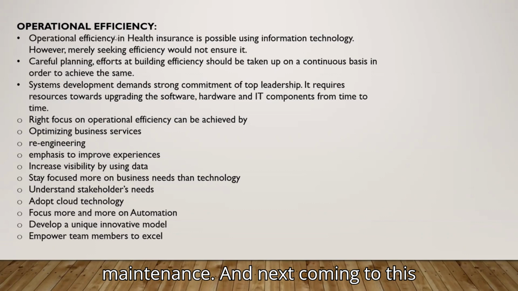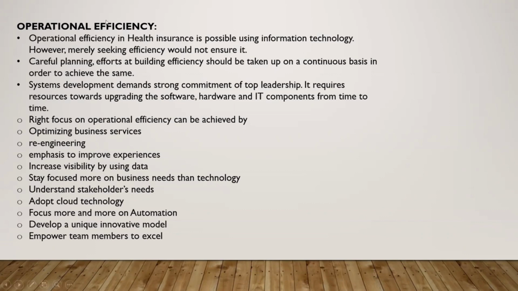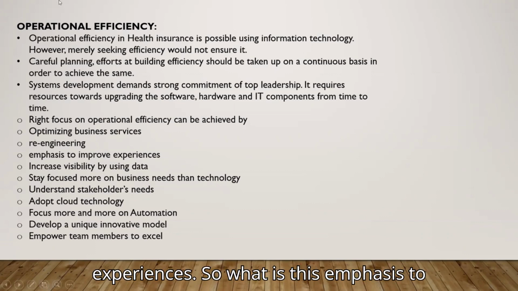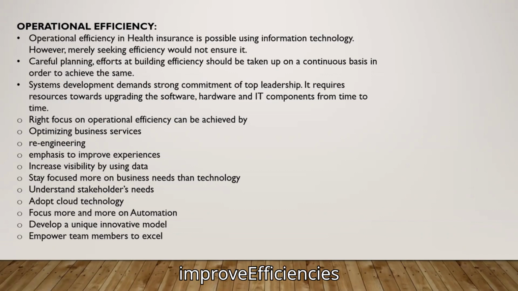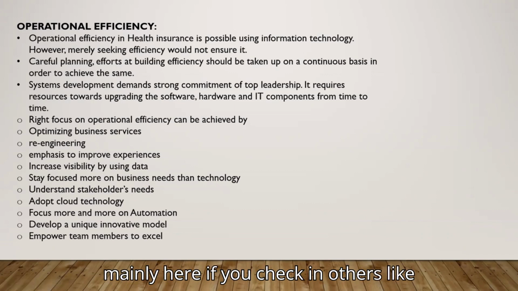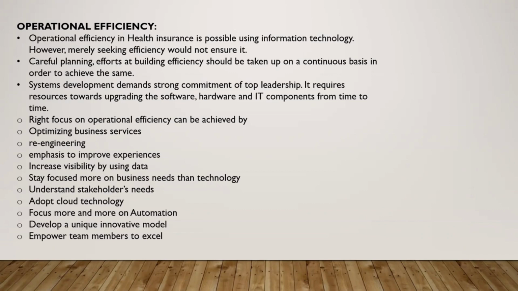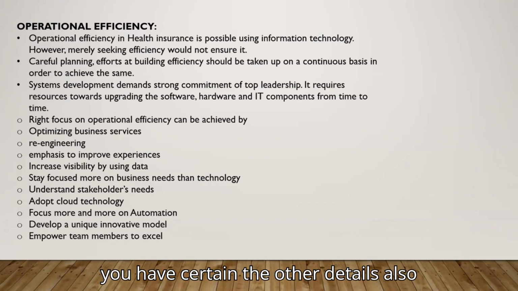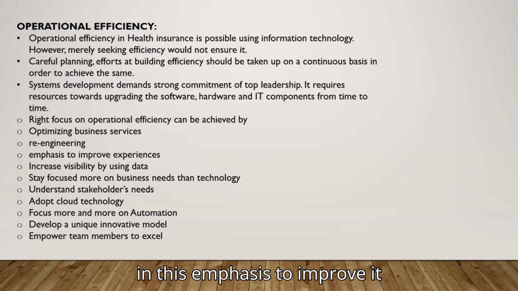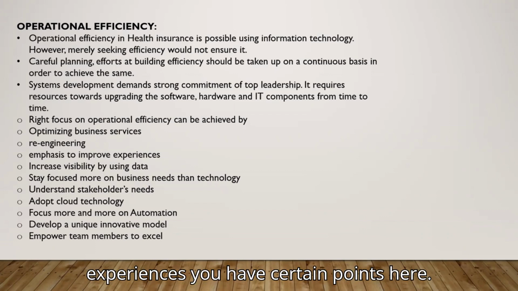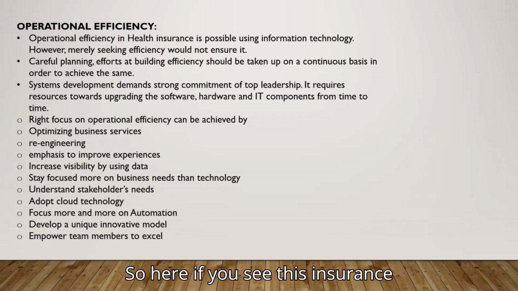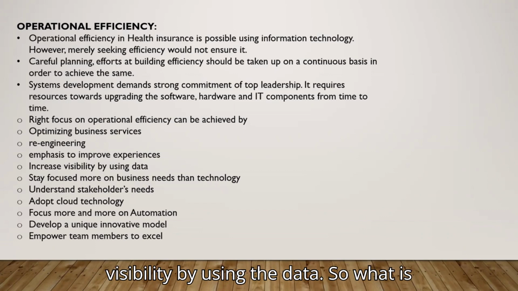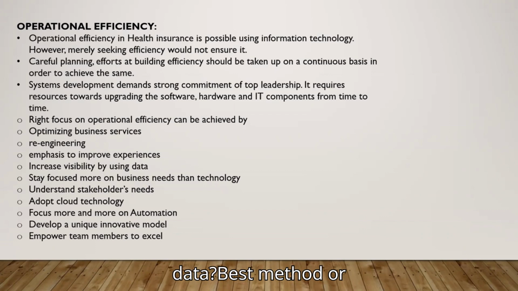And next, coming to emphasis to improve efficiencies. Here you have certain other details also in this emphasis to improve efficiencies. You have certain points here. So here you see ensure visibility by using the data. So what is ensuring visibility by using the data?